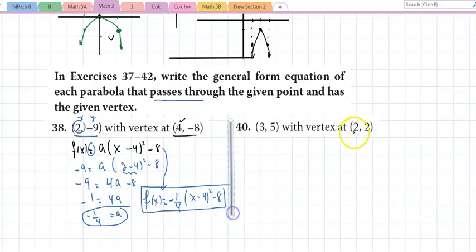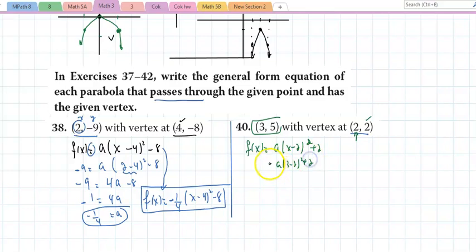Same deal with number 40. There's the vertex. That means f of x, or g of x, whatever you want to call it, a times x minus 2, the opposite of that, squared, plus 2. And I could use that point, replace x by a 3, replace the y by a 5, and I could figure out what a is. That says 5 equals, this is 1, a plus 2. So subtract 2 from both sides, there's a, and I could say for this parabola f of x equals 3 times x minus 2 squared plus 2.